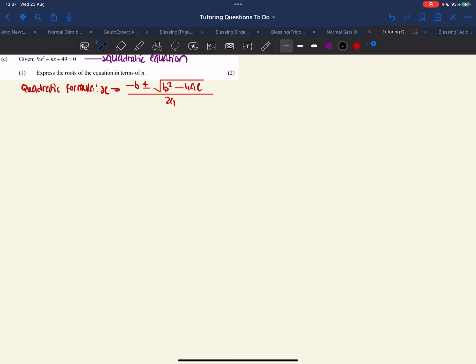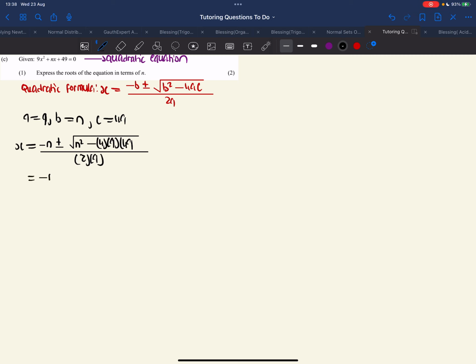Now from the given quadratic equation above, we can identify that a equals 9, b equals n, and c equals 49. Now let's substitute that into the quadratic formula. So we're going to say x equals minus n plus or minus the square root of n squared minus 4 times 9 times 49, all over 2 times 9. Then let's just simplify that.